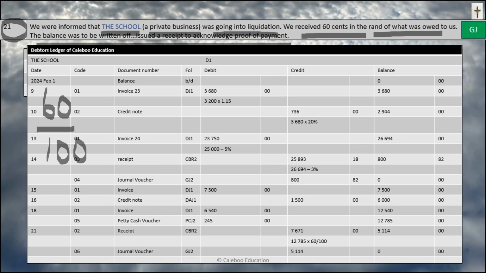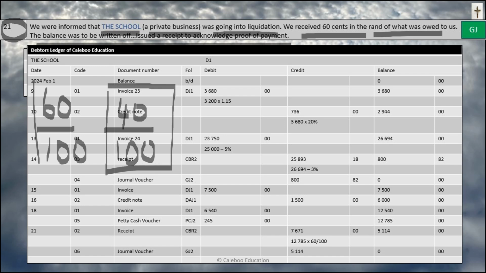So 40 cents out of every 100 cents has to be written off. Now the 60 cents in the rand that we received, we have already recorded in the cash book receipts. The bad debt, the credit loss, the amount that we are not going to receive needs to get recorded in the general journal. Now we need to calculate how much gets written off.